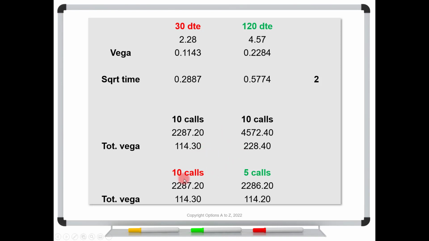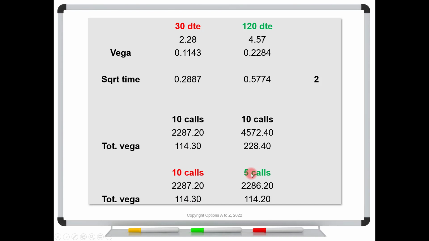So let's try it. Let's do 10 and 5. Now it doesn't matter as long as it's in a 2-to-1 ratio. But let's say that we're going to buy 5 and sell 10. So the 10 calls have a value of 22.87, same as it was here. Total Vega of 114, same as it was here.